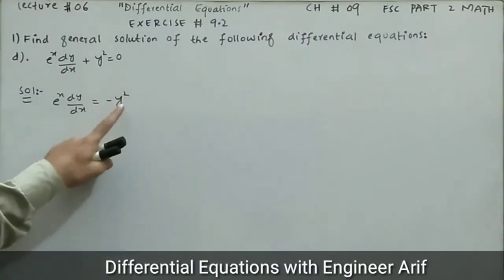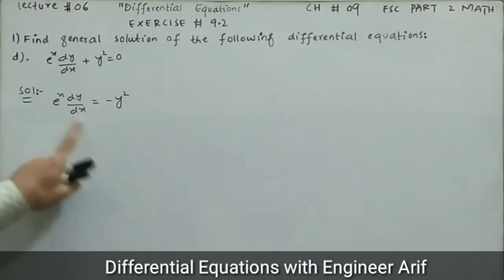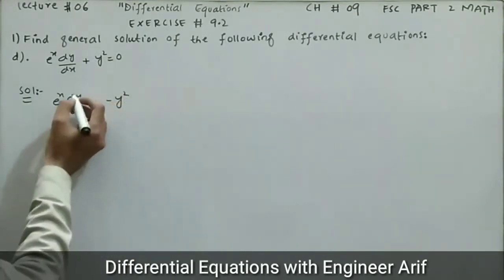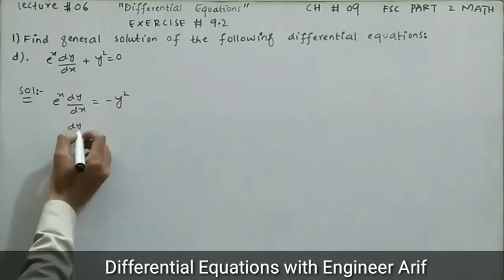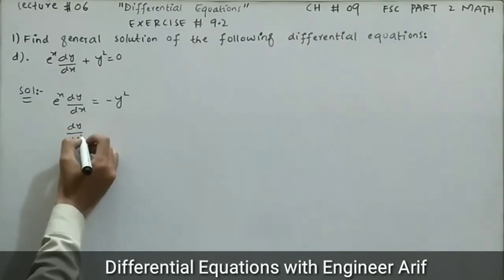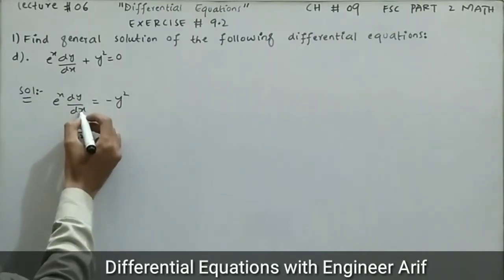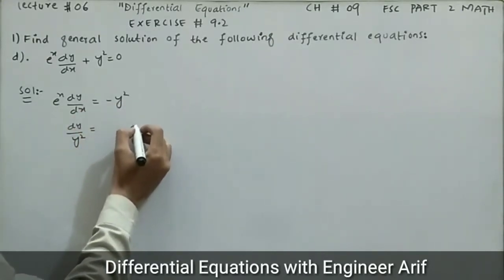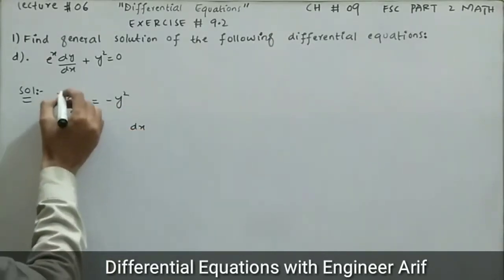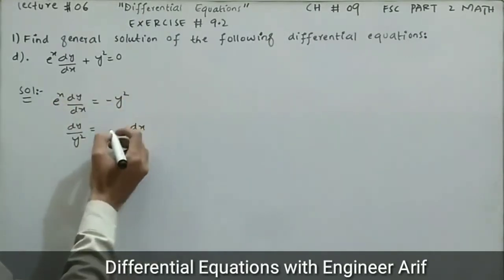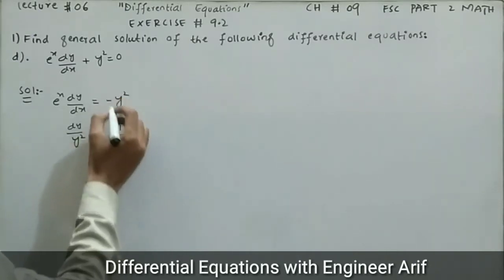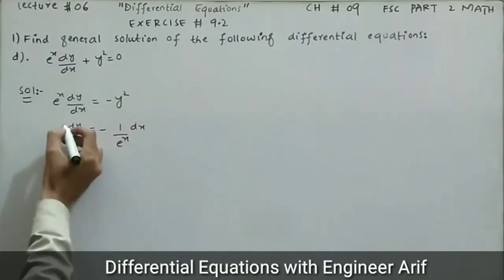Now over here shift y square to this side, and dx and e power x to the right hand side. So over here y square is in multiplication, so by shifting to the left hand side it will move to the denominator, so dy over y square. After this dx is in division, so by shifting to the right hand side it will move to multiplication, dx. e power x is in multiplication, so by shifting to the right hand side it will move to the denominator. So 1 over e power x, and write this minus as it is, and take the integral on both sides.